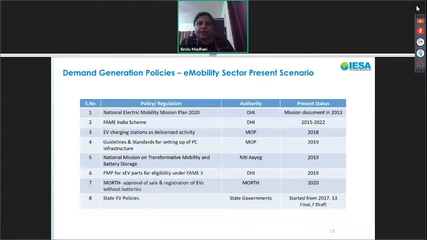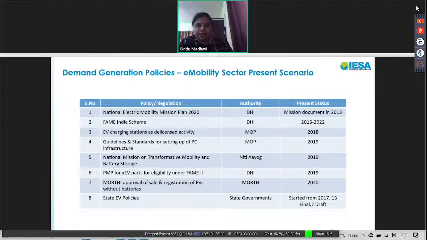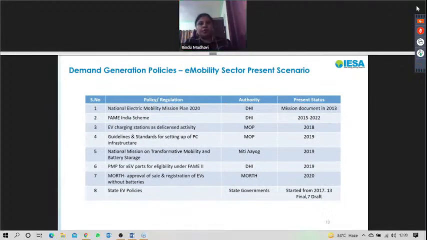Similarly, we have the National Mission on Transformative Mobility and Storage, which talks about the strategy and what kind of structure is required. Similarly, we have the phased manufacturing program. Right now, we have a lot of dependency on China and other Asian countries for the batteries or e-mobility. So to reduce that kind of dependency, this phased manufacturing program has come up. Within 5 years, all the raw materials that are required for the EV will be sourced internally or indigenously.